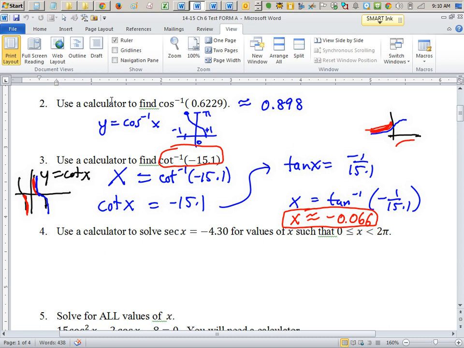So let's just let it go. Okay? But it's not on my test anyway, right? Because I'm not using the calculator.